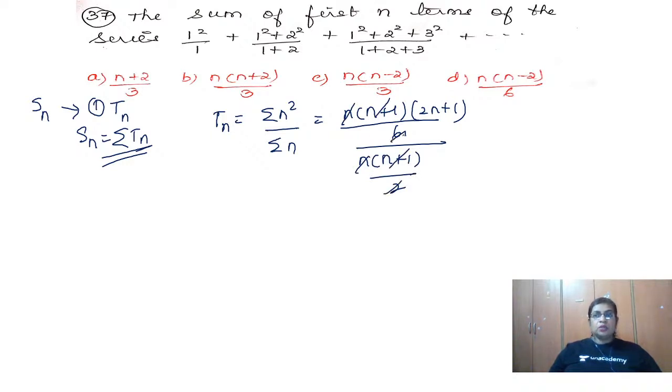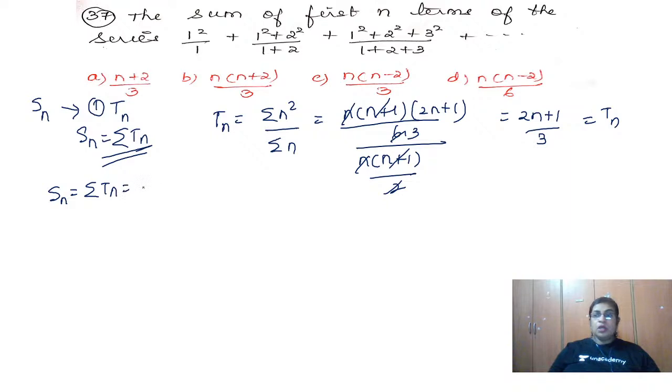2 1s are 2, 3s are... So what comes to your mind here? 2n plus 1 divided by 3 is the Tn. This is Tn. Now, still I have not reached. So Sn is what? Sn is nothing but summation of this Tn.